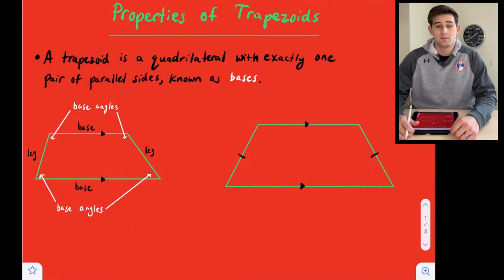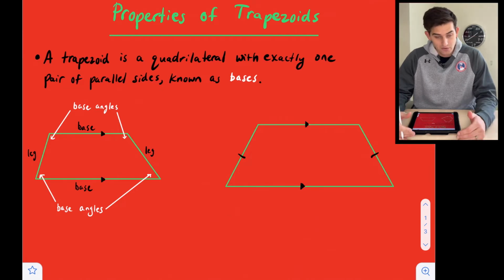Hello everybody, in this video we're going to talk about some properties of trapezoids. So first of all, what is a trapezoid? It is a quadrilateral with exactly one pair of parallel sides, and those parallel sides are known as the bases.